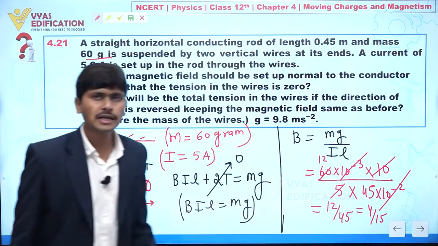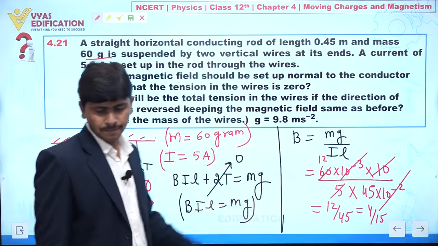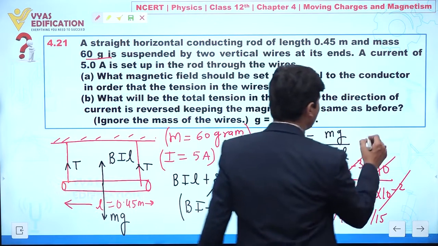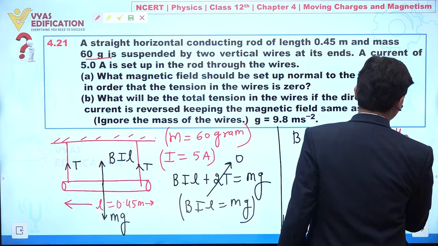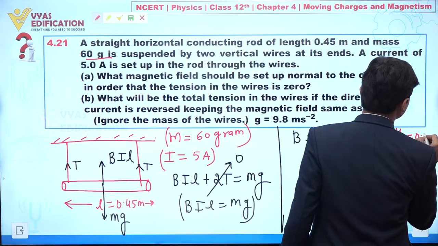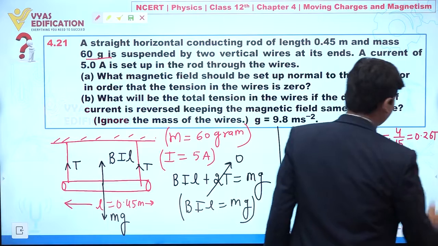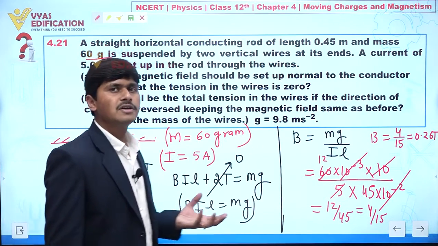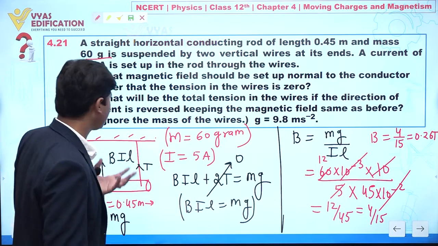So from here can we calculate the value of the magnetic field? Yes. So from here you can say we are getting the value of B equal to 4 by 15, or we can say this is 0.26 Tesla. So like this we can calculate the value of the magnetic field so that the tension in this wire becomes 0.